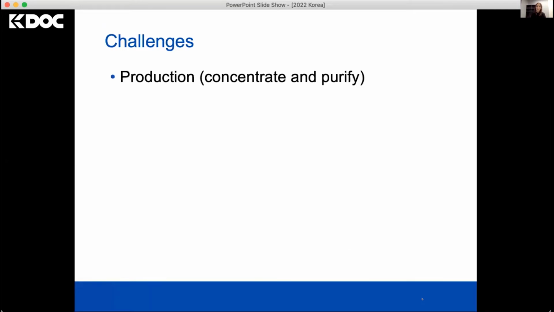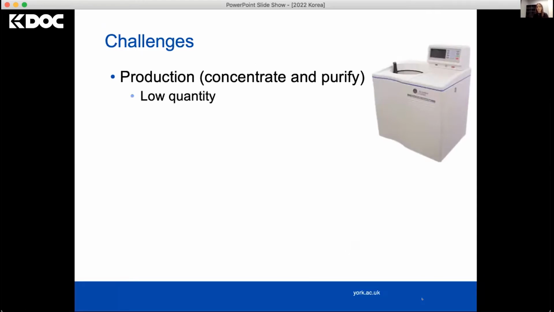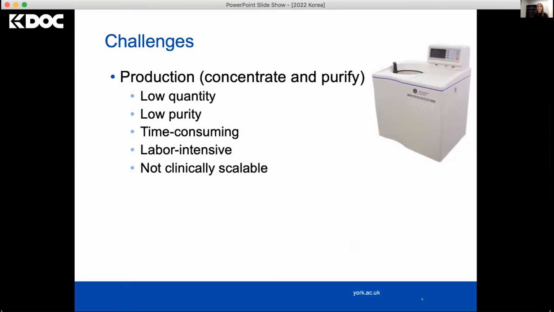mammalian extracellular vesicles? I think the main challenge, as you know, is really producing these extracellular vesicles, so concentrating them and purifying them. The most common method in the literature is ultracentrifugation, but as you know, it results in very low quantity of extracellular vesicles, and low purity, because you end up co-pelleting a lot of small molecules like free proteins. It's time consuming, it's labor intensive, and in most cases, it's not really clinically scalable because GMP facilities don't really have this ultracentrifugation capacity. Even if they did, there's still a limit in terms of what volumes can be used. And then it also causes damage.